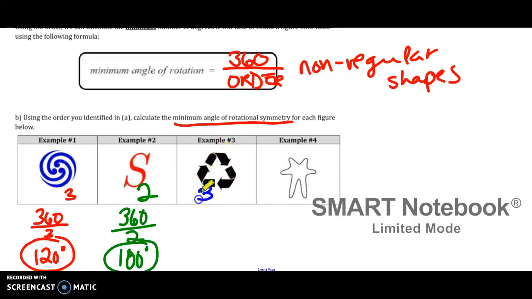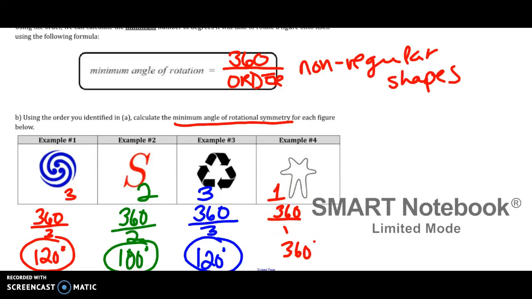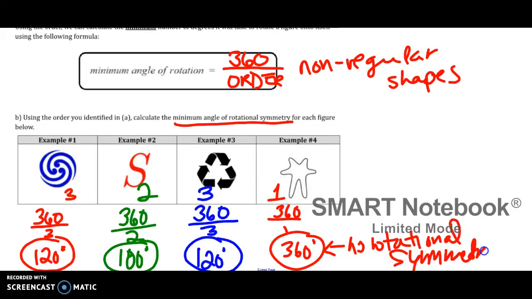For the recycling symbol, again, we said that was order 3. Divide that by 3, so again, 120 degrees will map that figure back onto itself. And for example number 4, this had order 1, meaning that only a rotation of 360 degrees will map it onto itself, so again, no rotational symmetry here. 360 doesn't count, if that's the only one. And that is it for non-regular shapes.